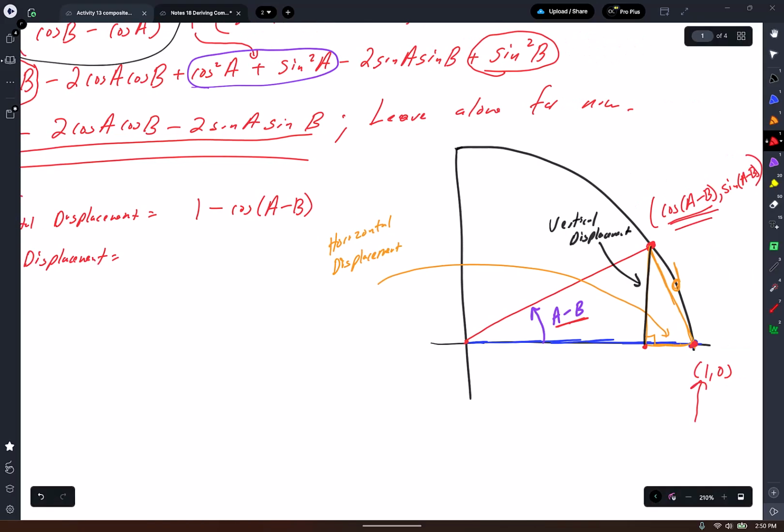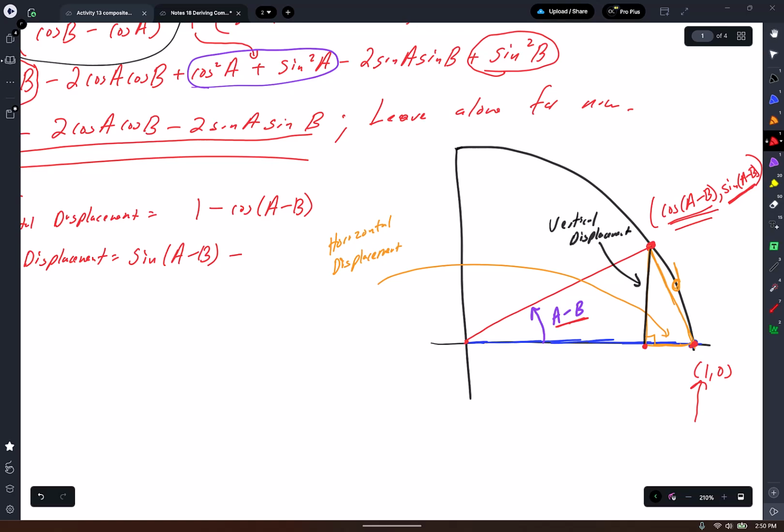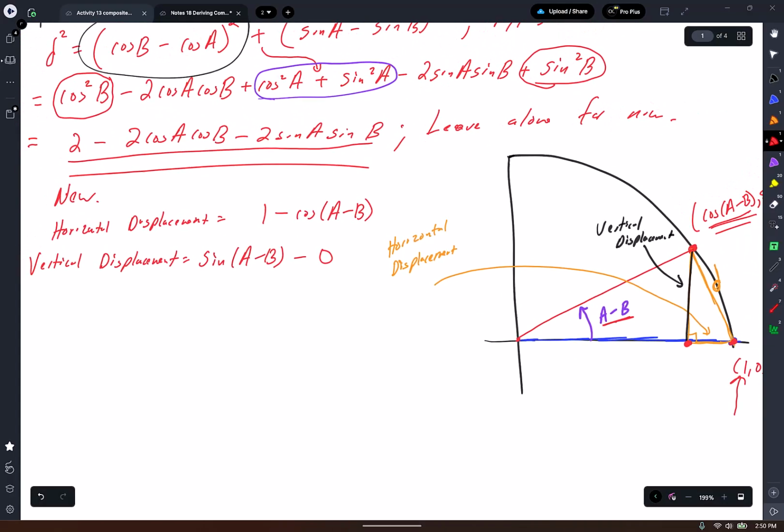The vertical displacement equals the top minus bottom. What is the high y value? Way up there. Yeah, say it. Sine of A minus B, minus, and then the lowest y value way down here. Well, what's the y value on the x-axis? 0. I'm doing the Pythagorean theorem again, guys, because it's the same.